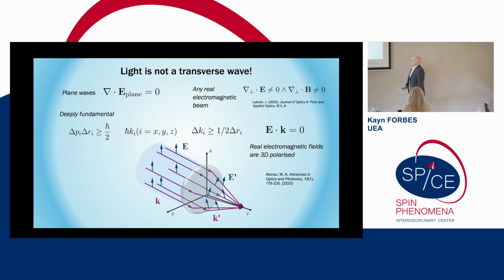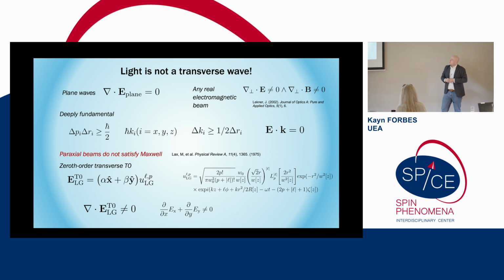Also quite interesting here is that this is x-polarized. So you get this longitudinal part, but you'll also see that these tilt in and out, so you also get y-polarized parts as well. So any real electromagnetic field is three-dimensionally polarized, no matter what your input paraxial beam would be.